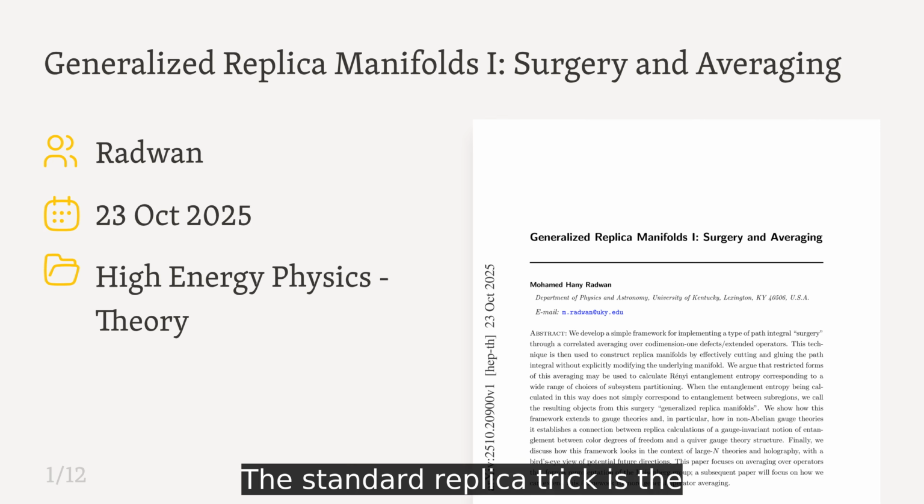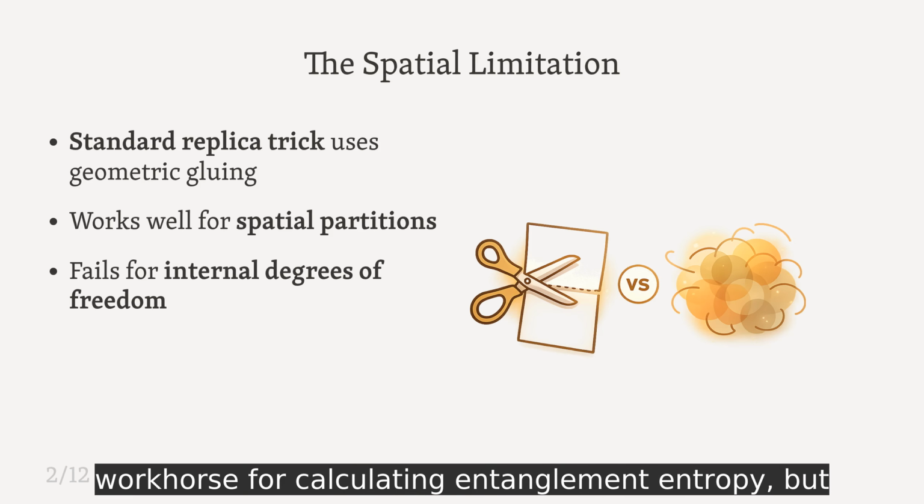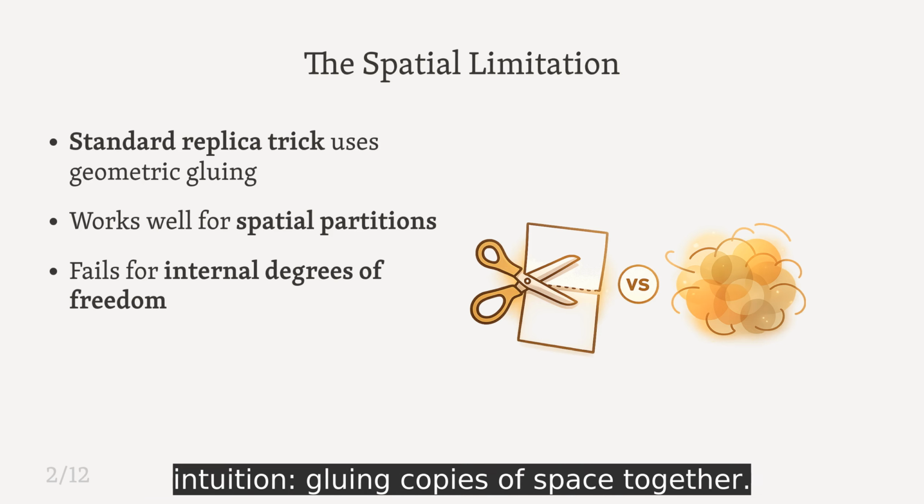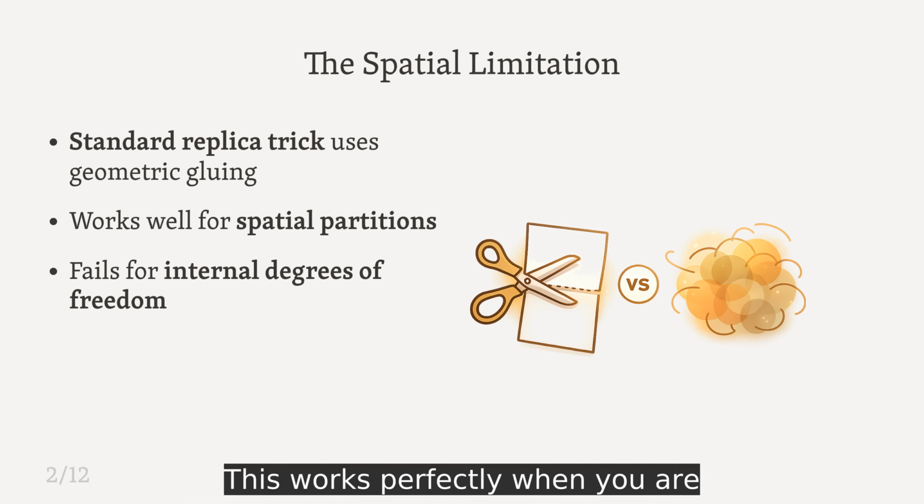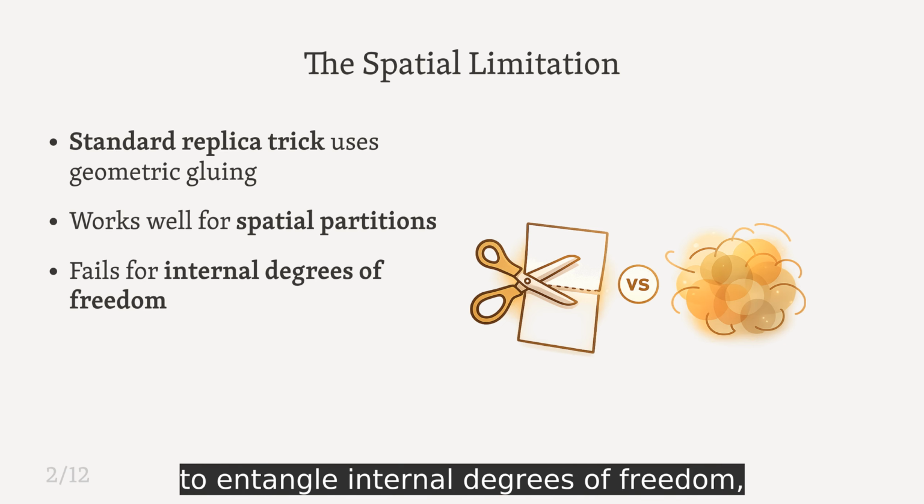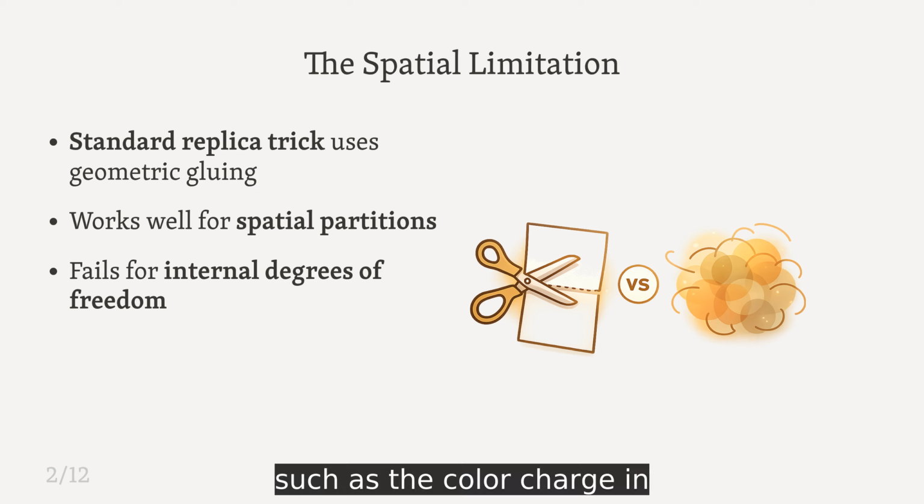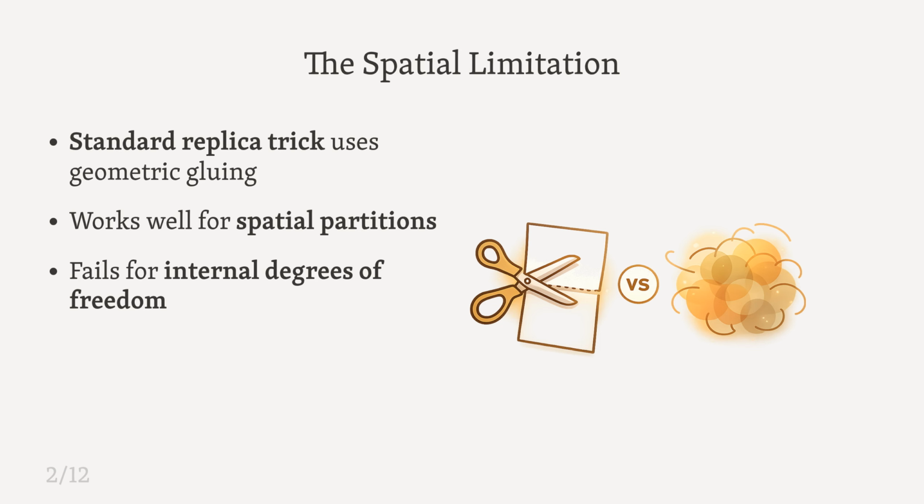The standard replica trick is the workhorse for calculating entanglement entropy, but it relies on a purely geometric intuition, gluing copies of space together. This works perfectly when you are physically partitioning a region, but it breaks down completely when you try to entangle internal degrees of freedom, such as the color charge in a gauge theory.